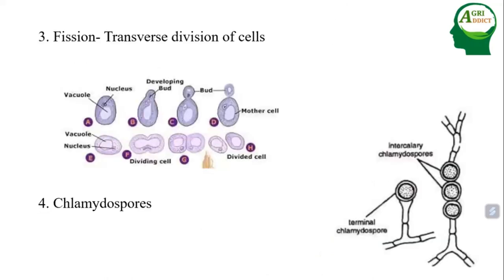Coming to the fission, which is a transverse division of cell. As you can observe in the picture, the vacuole and the nucleus will transversely divide by septum formation, and a daughter cell will be formed. And against adverse climatic conditions, fungi produce chlamydospores. Chlamydospores are thick, hard, resistant spores. They may be present at the end region or terminal region. We call it as terminal chlamydospore. Whereas some spores are produced at the middle of the hyphae. We call them as intercalary chlamydospores.